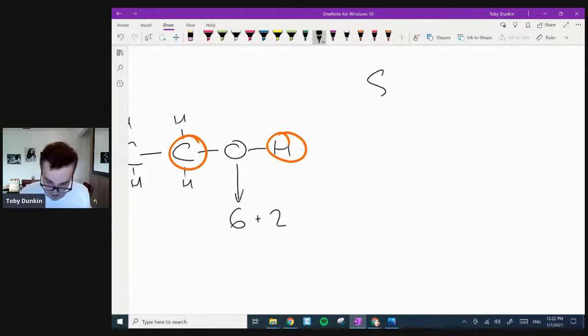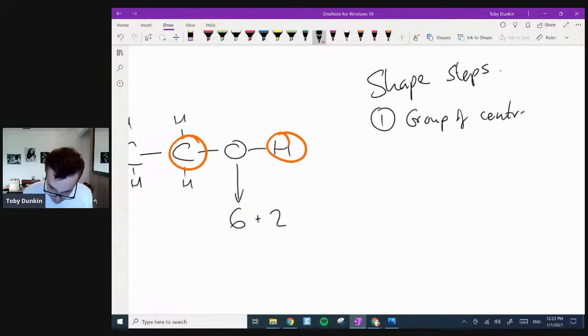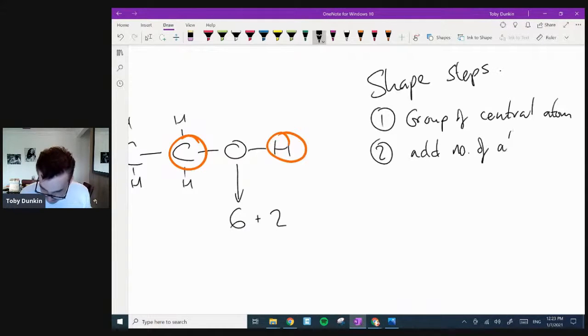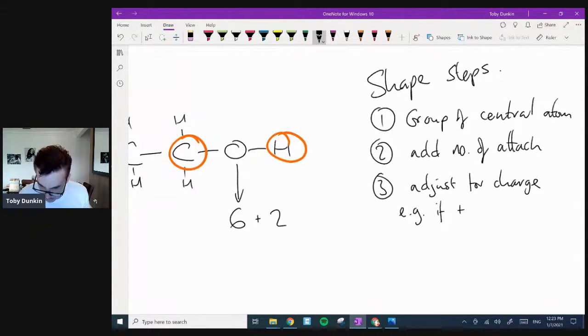So the steps in shapes. Shape steps. Number 1, group of central atom. Number 2, add the number of attachments. Number 3, adjust for charge. I'll give you an example there. For example, if +1, then take away 1.